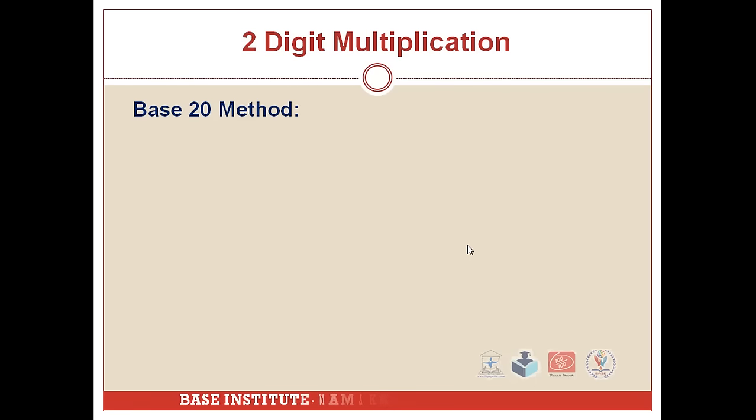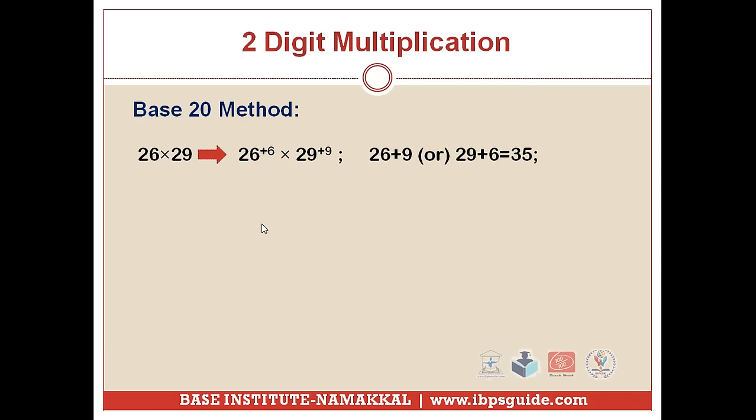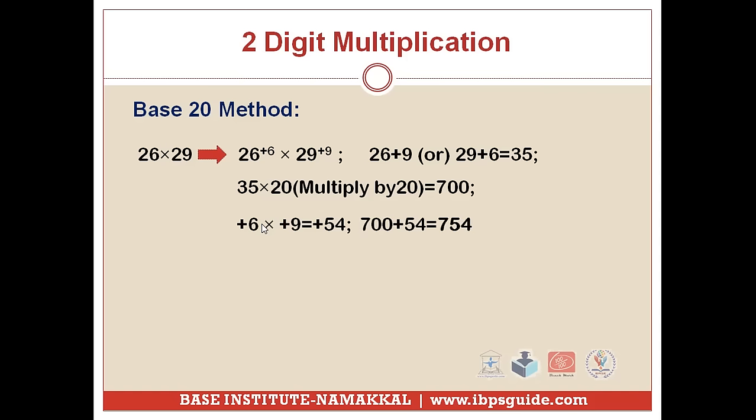We can take multiplying 26 with 29. In 26, plus 6 is the superscript, and in 29, plus 9 is the superscript. And then adding 26 plus 9 or 29 plus 6, we can get 35. And then we are going to multiply 35 with 20, we can get 700. And then the multiplication of the superscript values plus 6 and plus 9, we can get plus 54. And then finally we are going to add the resultant value 700 and 54, we can get 754. Friends, here the important point is we are going to multiply 35 with 20 because the superscript values plus 6 and plus 9 depend on the base 20.